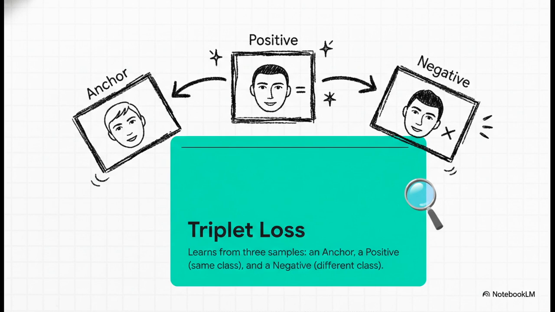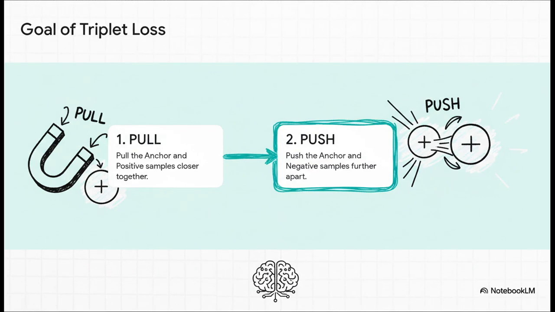The whole idea is pretty simple, actually. You learn from a set of three images. You've got your anchor, that's our starting point, then a positive, which is the same thing, like another picture of the same person, and finally a negative, a picture of someone totally different. The learning here is basically just a game of push and pull. The model's job is to tweak its internal map to do two things. One, pull the anchor and the positive closer together, and two, push the anchor and the negative further apart.